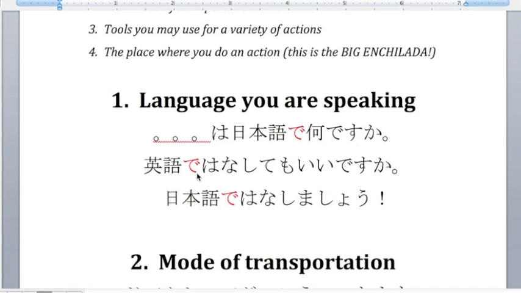Next, here's another very useful phrase used in Japanese classes all the time. "Sensei, eigo de hanashite mo ii desu ka?" Is it okay if I speak in English? And of course the answer will be, "Dame desu, nihongo de hanashite kudasai." And then last but not least, the sensei will probably say to you, "Nihongo de hanashimashou." Let's speak in Japanese. So that's the particle de marking languages and how we speak in them.